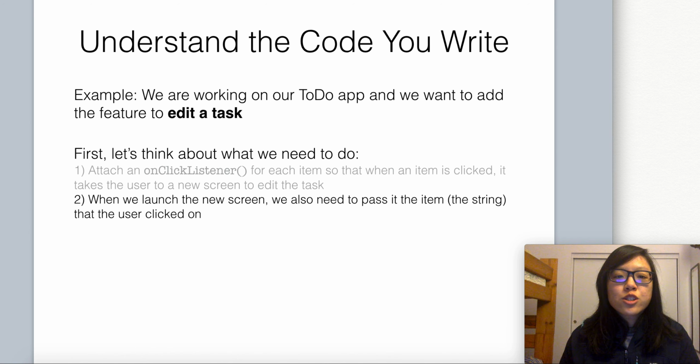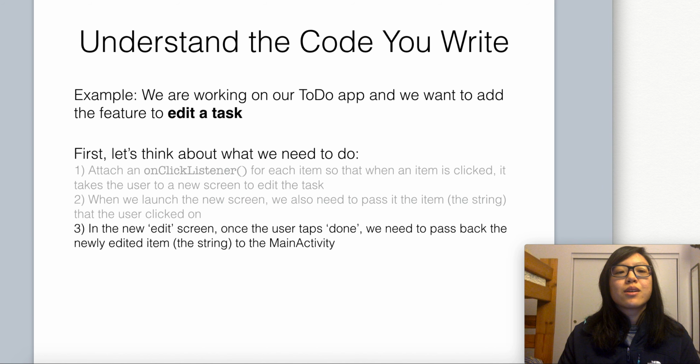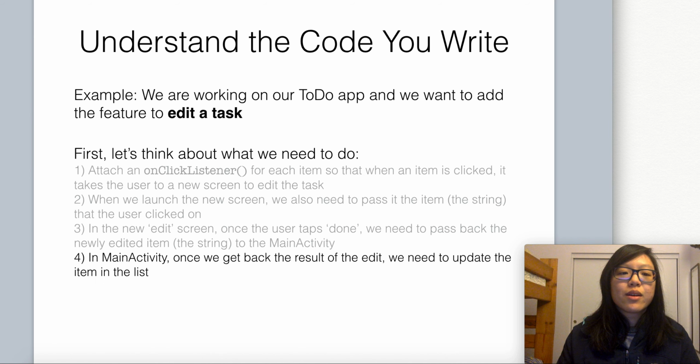And once we launch the new edit screen, we also need to pass it the item that the user originally clicked on because we want to show them the original item so they can make edits to it. And once we have that in the new edit screen, we also need some kind of done button or save button so that when the user clicks on it, we know, oh, hey, it's time to get out of this edit screen and go back to the main screen. And also we need to pass back the newly edited string so we can persist that edit. And lastly, in our main activity, once we've done all that and we're back on our main screen, we need to get back the result of the edit and actually update our local list of items.